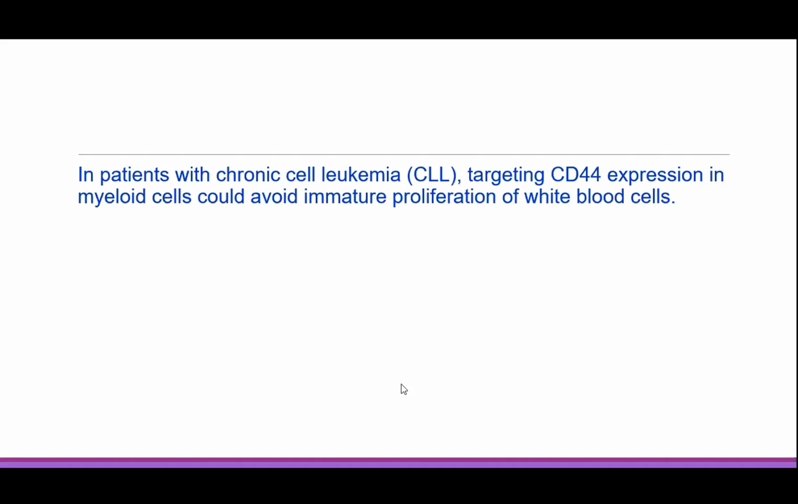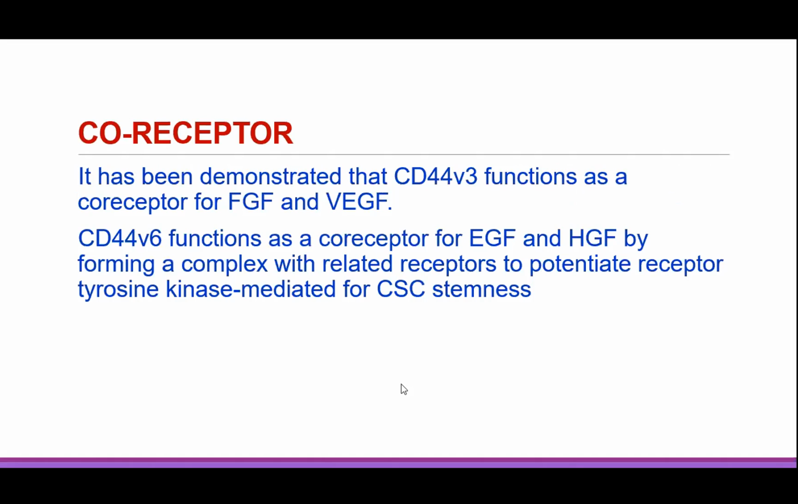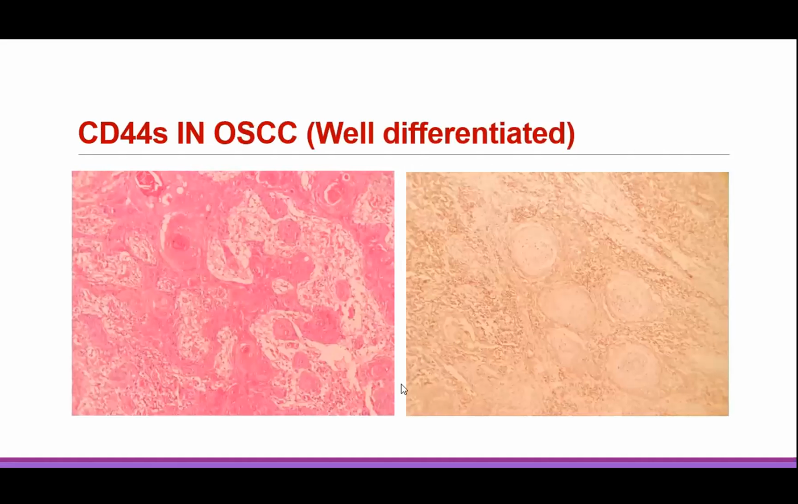In patients with chronic cell leukemia, targeting CD44 expression in myeloid cells could avoid immature proliferation of white blood cells. It has been demonstrated that CD44 variant 3 functions as co-receptor for fibroblast growth factor and vascular endothelial growth factor. These growth factors are very important in angiogenesis and neoplastic formation. Now, coming to my study, I took up this research project of CD44S, that is the standard variant, in squamous cell carcinoma. As per the broader grading, there are three types of oral squamous cell carcinoma: well differentiated, moderately differentiated, and poorly differentiated. So this is an image of well differentiated.